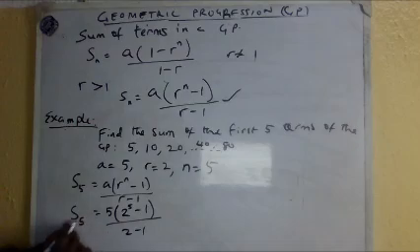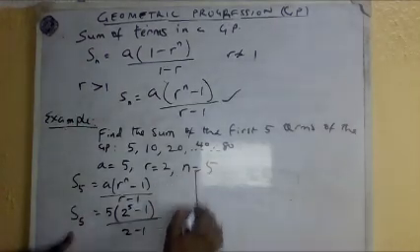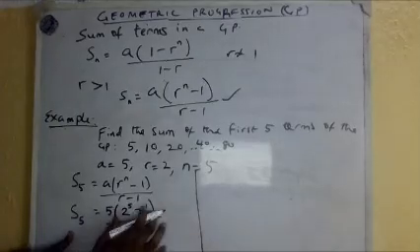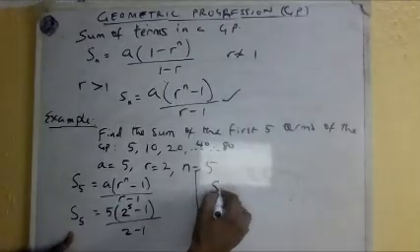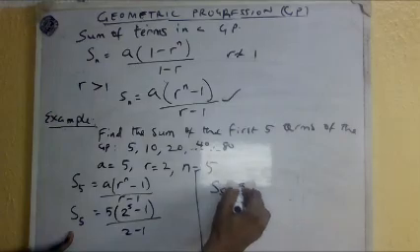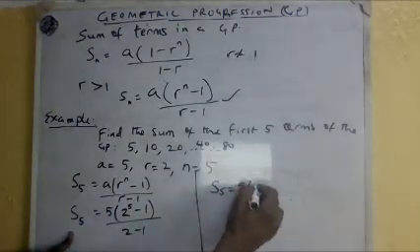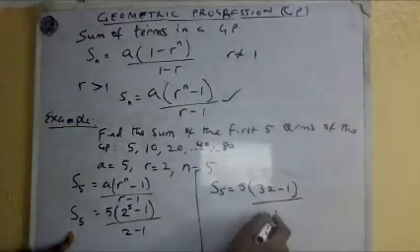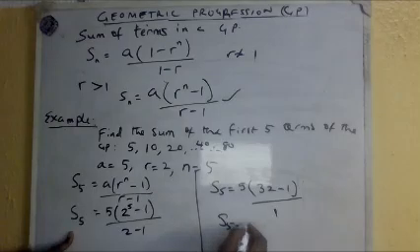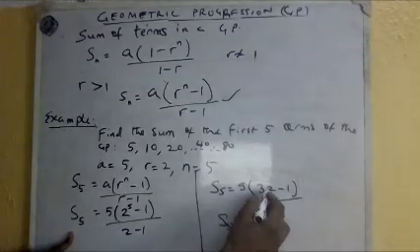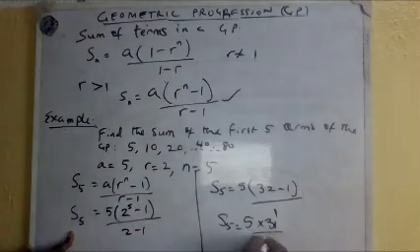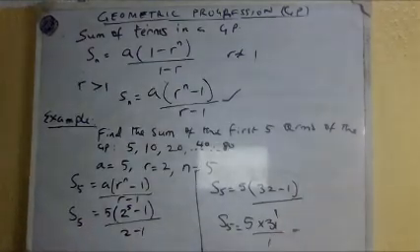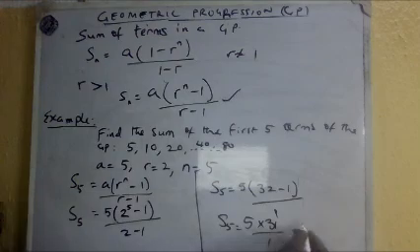That's sum of the first 5 terms of this GP. So I continue. So I solve what's in the bracket first. Sum of the first 5 terms is equals to 5 outside. 2 raised to power 5 is 32 minus 1, all over 2 minus 1 is 1. Sum of the first 5 terms is equals to 5 times 32 minus 1 is 31, all over 1. And this will now give me 155.